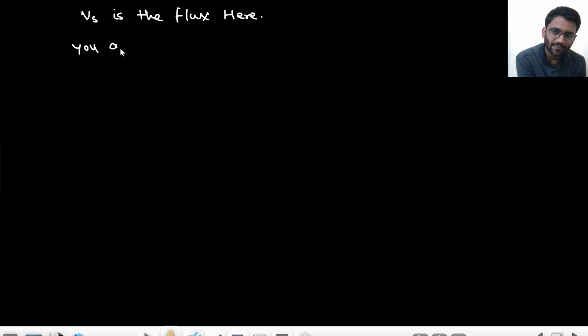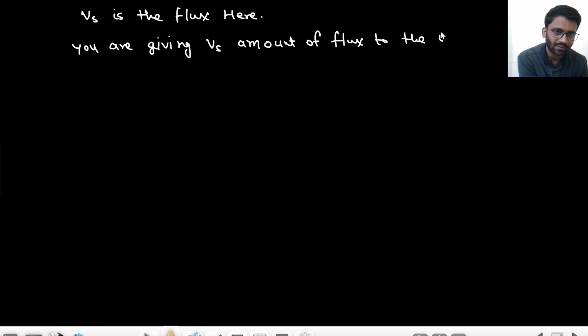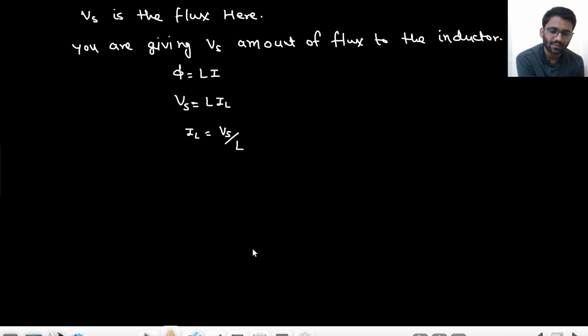You are giving Vs amount of flux to the inductor, right? So flux is equal to Li. So Vs would be equal to L times IL. So IL would be Vs by L.